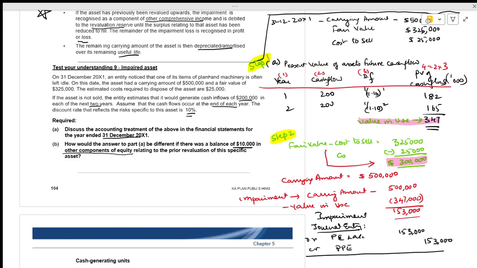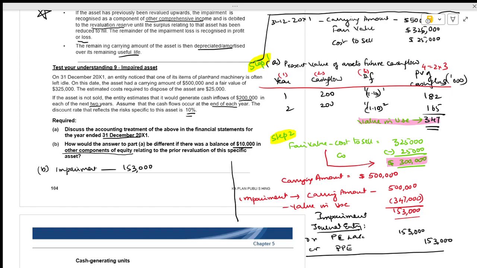Okay, this is part 1. Fine. What is part 2? Part 2 is how much? What they are saying is that if there is a balance of 10,000, is it right? How much is the impairment? Impairment is 153. Okay, impairment is 153.